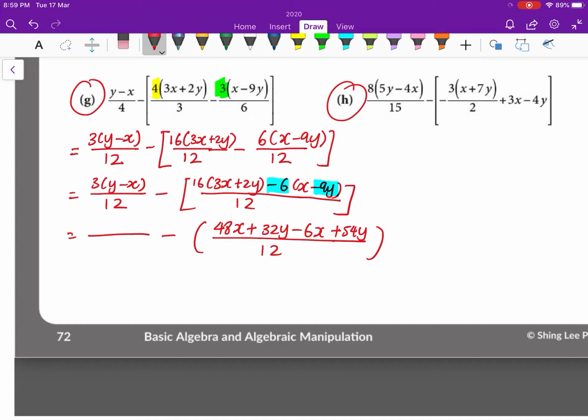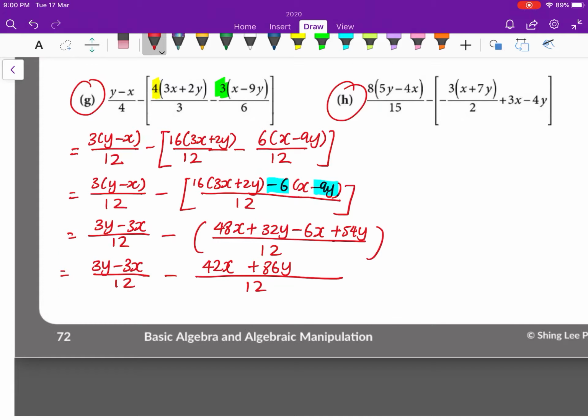For this side, it will be 3y minus 3x over 12. Okay, let's rewrite the whole expression here. But for this side, we will simplify. 48x minus 6x, we have 42x. 32y plus 54y, we have 86y.